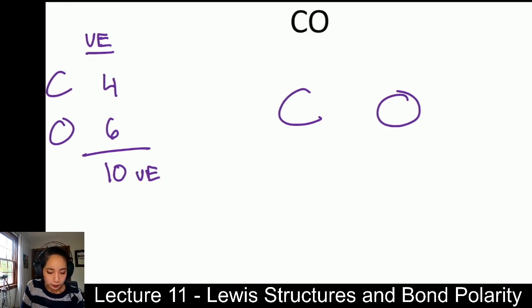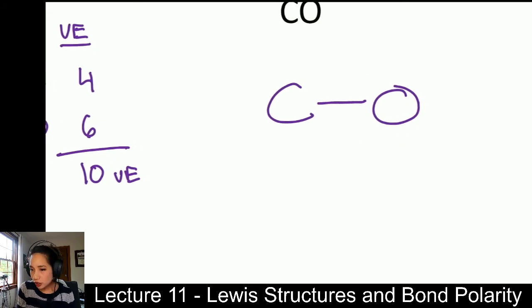Since there's only 2 atoms, I'm going to put a bond between them. So I've used up 2 of my electrons, but I need to get to 10. Now I need to start placing electrons on the outer atoms. Both of these are technically outer atoms, since we don't have a central atom, so I'm just going to start placing those electrons. I have two electrons in the bond, so 3, 4, 5, 6, 7, 8. And then I need 2 more, 9, 10.